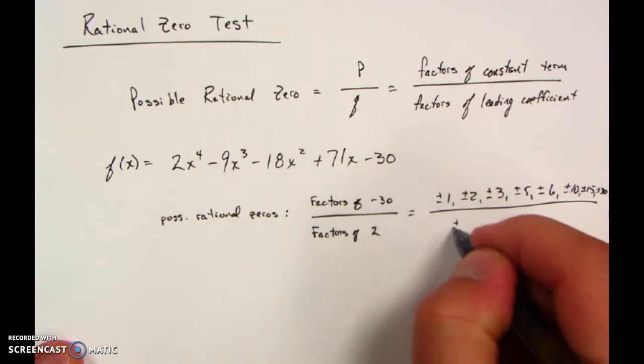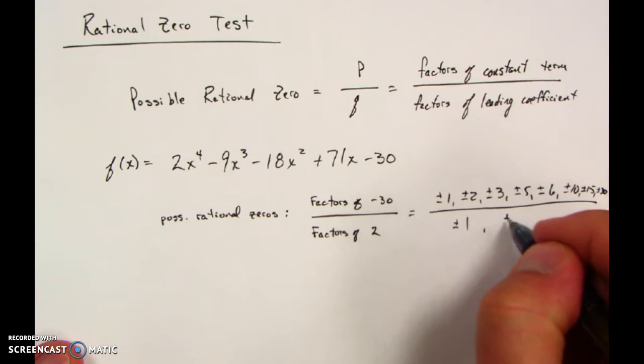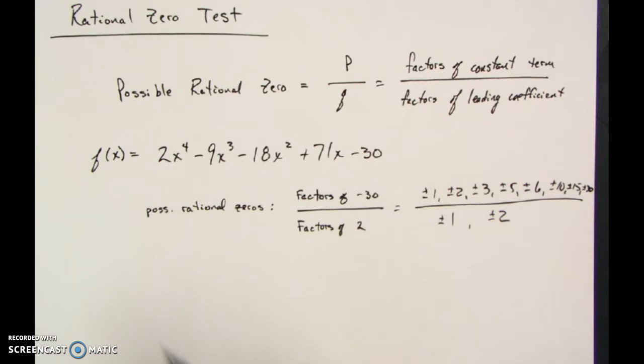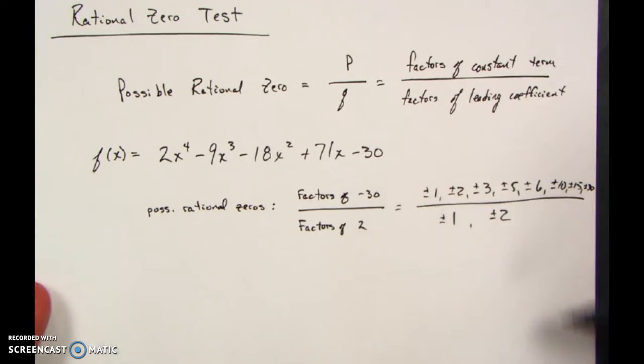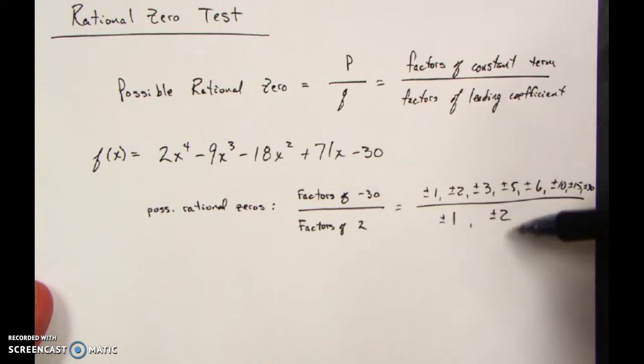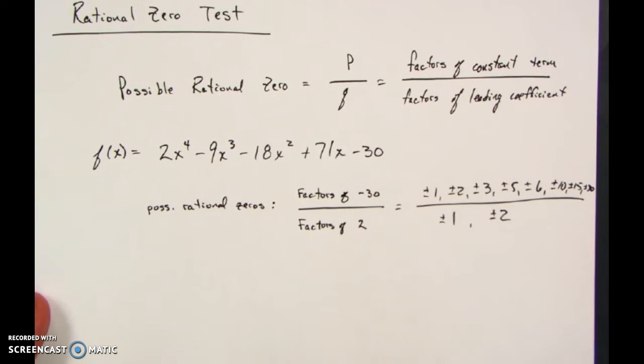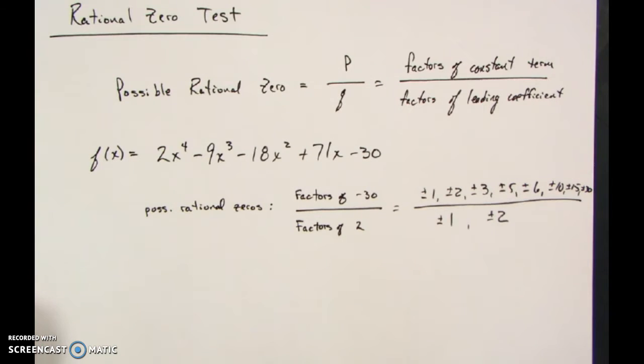For factors of 2, plus or minus 1, plus or minus 2. That just lists all of our possible rational zeros. That means we have all of these values. We also have every one of those values divided by 2 to give us all those possible rational zeros. Now, where we can narrow this down is we can use synthetic division and long division to figure out exactly what those factors are.